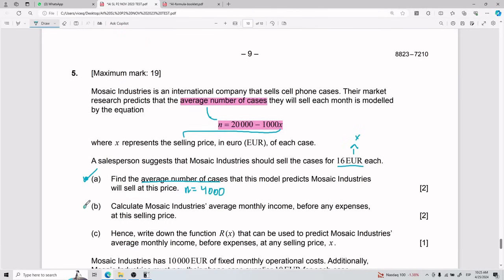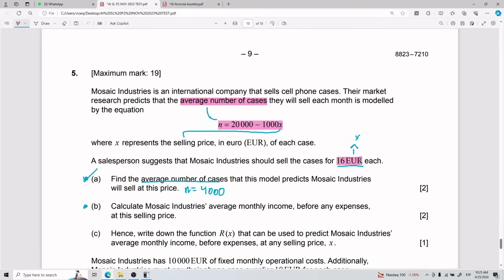And for part B, we're going to calculate Mosaic Industries' average monthly income before expenses at this selling price. And so monthly income is a little bit like money earned, okay? And so money earned is just going to be, each phone is being sold at what price?